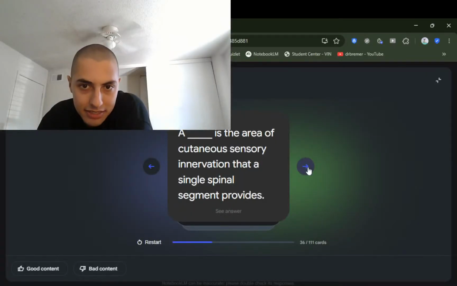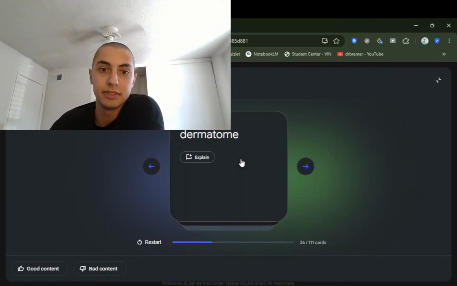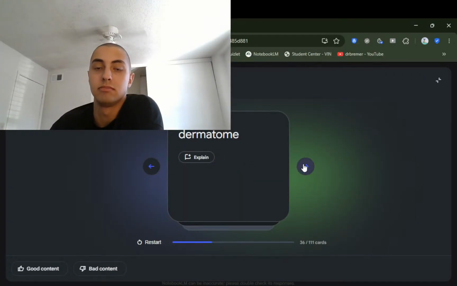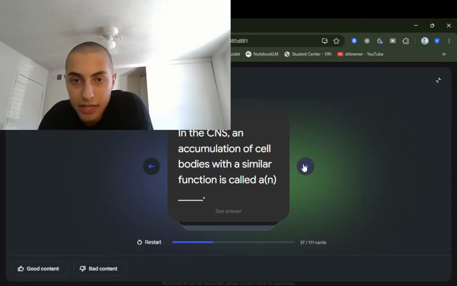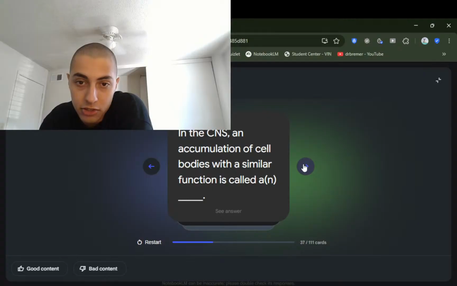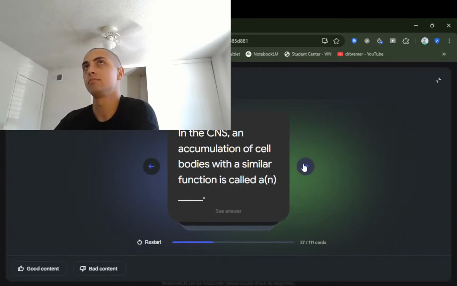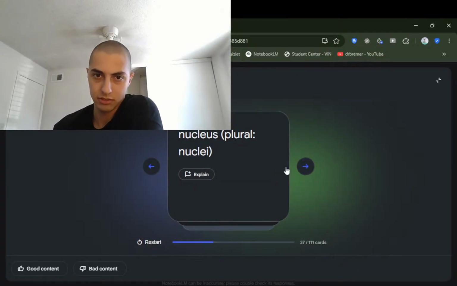A blank is the area of cutaneous sensory innervation that a single spinal segment provides. I don't know. A dermatome. In the CNS, an accumulation of cell bodies with a similar function is called a nucleus. Yes. Plural is nuclei.